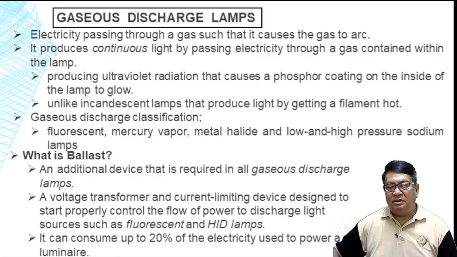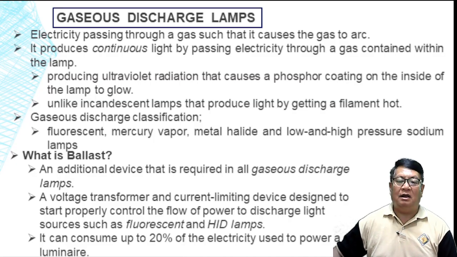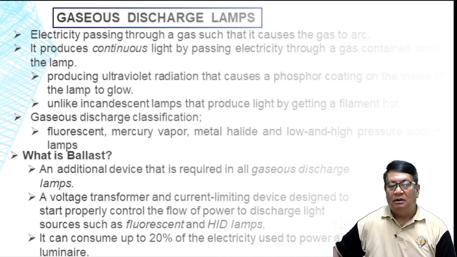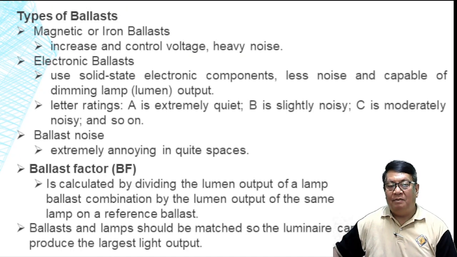So what is a ballast? I think you have heard about ballast, especially if we are using fluorescent lamps. It is an additional device that is required for all gaseous discharge lamps: a voltage transformer and a current limiting device designed to start and properly control the flow of power to discharge light sources such as fluorescent and high pressure HID lamps. It can consume up to 20% of the electricity used to power a luminaire or the whole set of lamps.